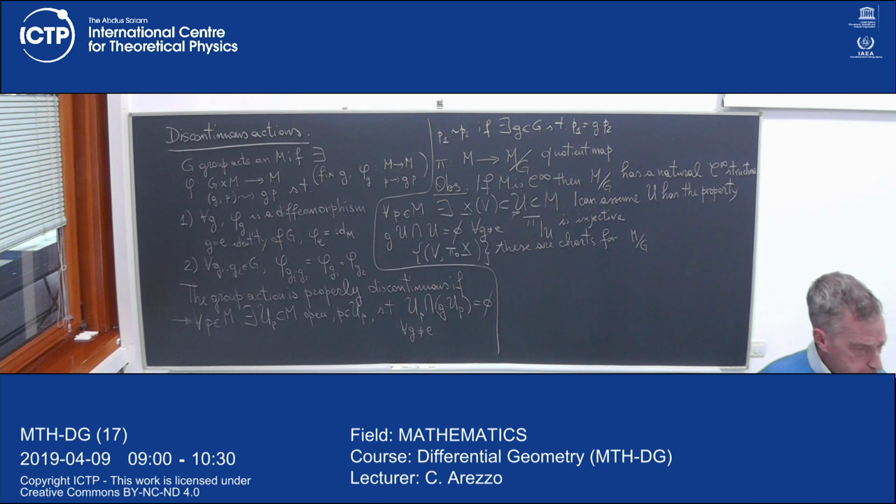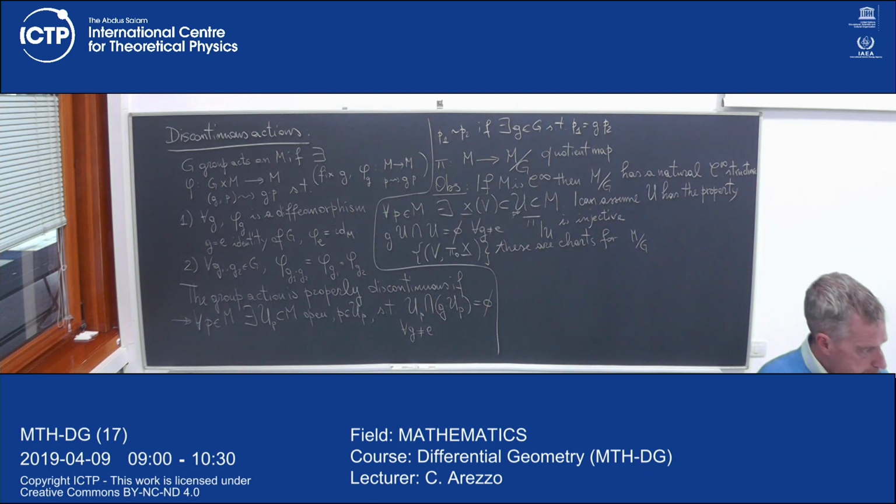Basically, the idea is that every time two charts on the quotient overlap, of course, you would like to lift them to the original space. But of course, when you lift from a quotient, you cannot say that the lifts overlap. The lifts will be related by an element of the group. Okay? So it's not that you go upstairs and you find two things which overlap.